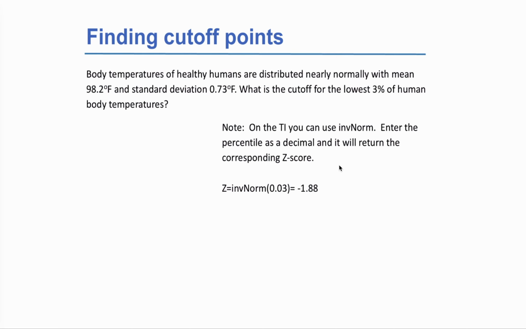Body temperature of healthy humans are distributed nearly normally with mean of 98.2 and a standard deviation of 0.73 degrees Fahrenheit. What is the cutoff for the lowest 3% of human body temperatures? So, we want the lowest 3%.